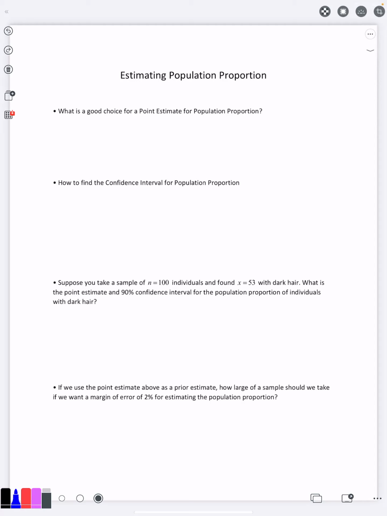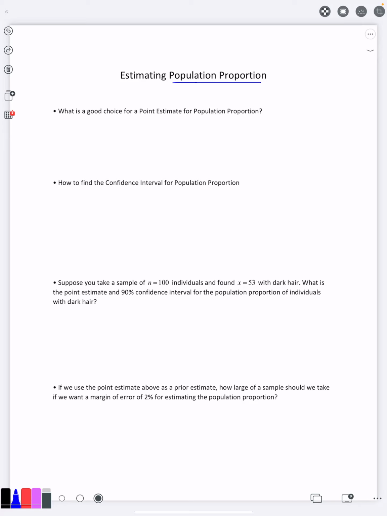In the previous video, we talked about what it would mean to estimate a parameter given sample information. Now we're going to use that idea and try to talk about point estimates and confidence intervals, specifically for trying to find population proportion.